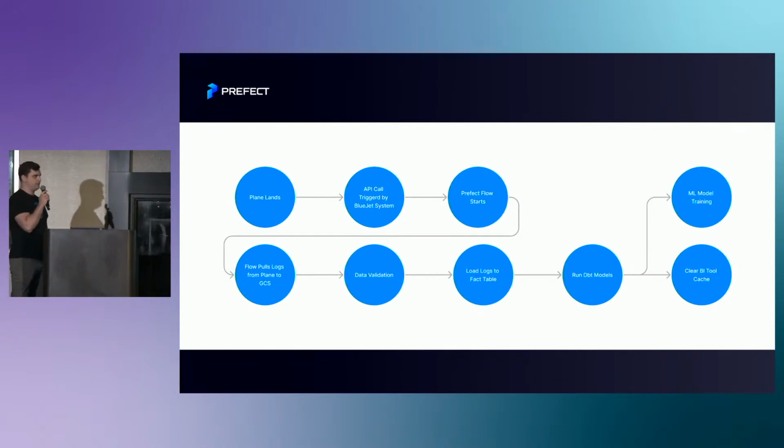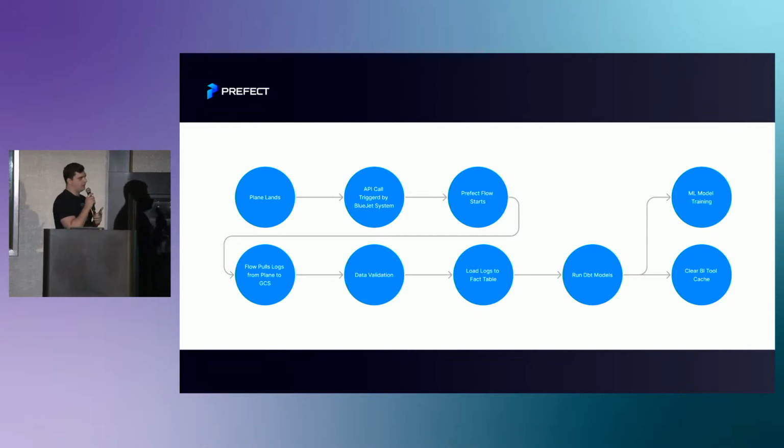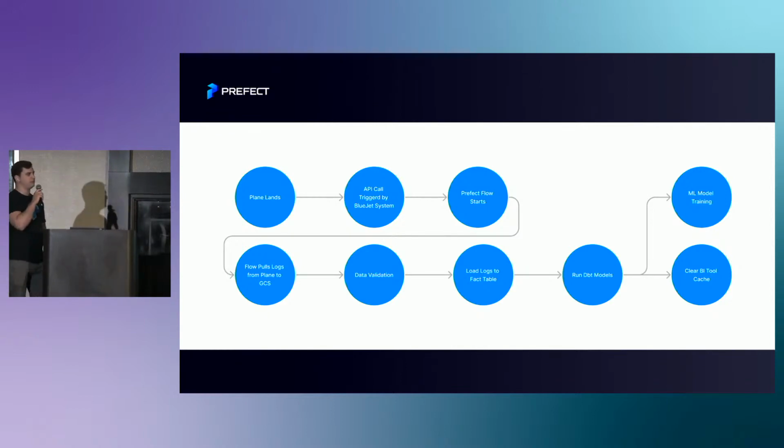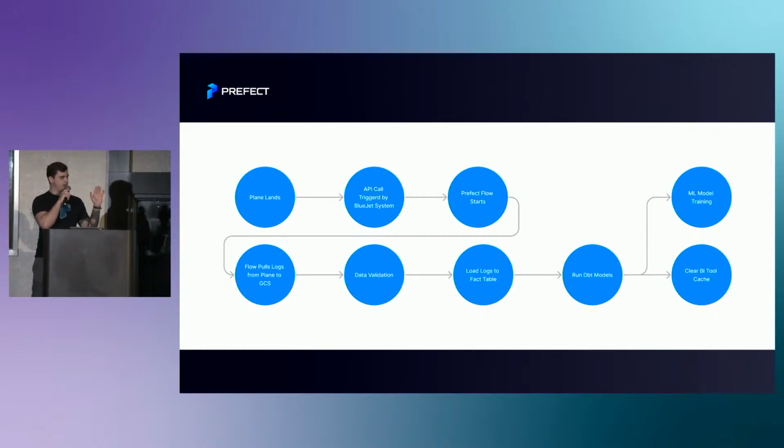Then we run our DBT models, which is an upstream dependency of two different processes. One is our ML model training, which is important for our maintenance operator's dashboard. And the DBT models are what feed directly into our dashboard. And so at the end of the workflow, we're also going to clear the cache on our BI tools so that the fresh data shows up right away.